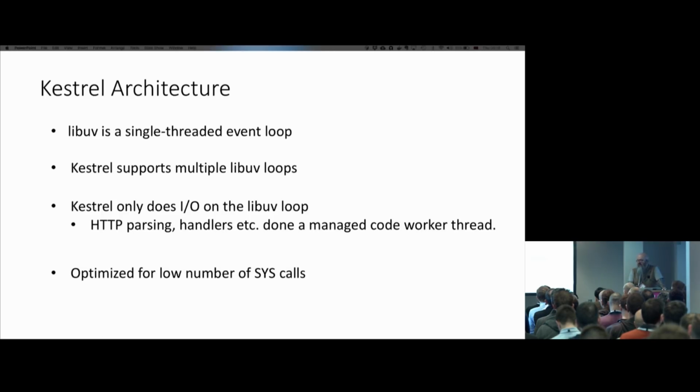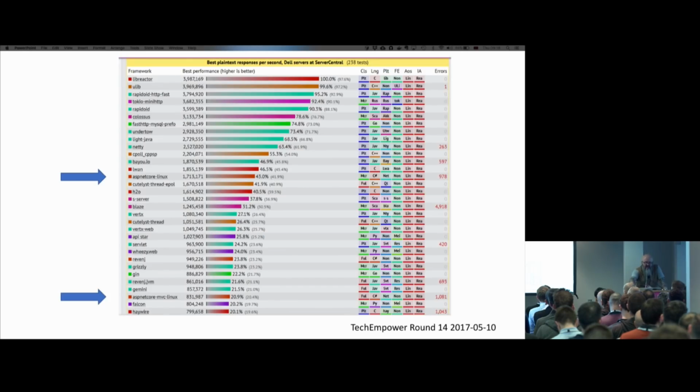And it's optimized for a low number of syscalls. And it's fast, right? I don't know if any of you have seen this, the TechEmpower plain text benchmark. As you can see, this is basically ASP.NET Core on Linux. That's pretty raw. It's slower when you put the MVC routing in, but it's right up there. This is basically the top of the list, and you can see just behind some of the very fast ones like Netty.